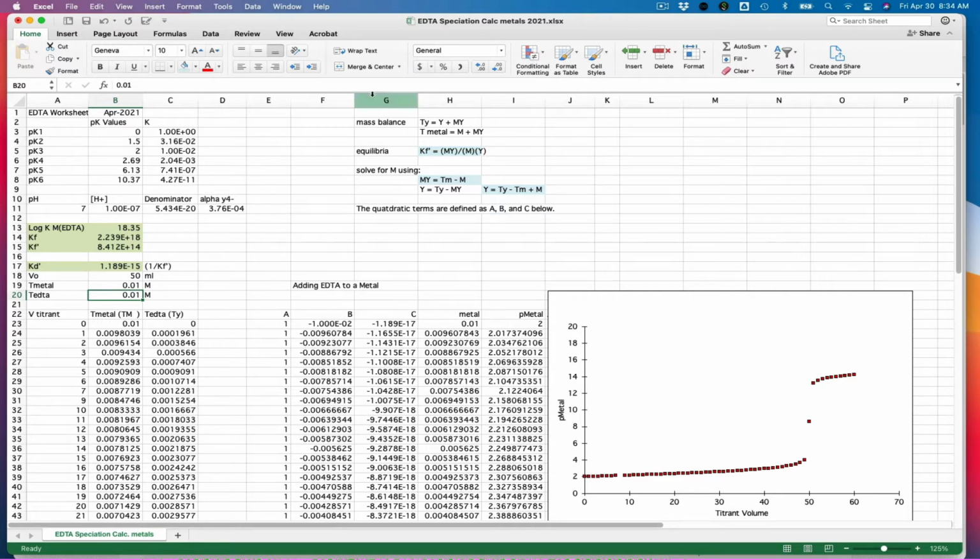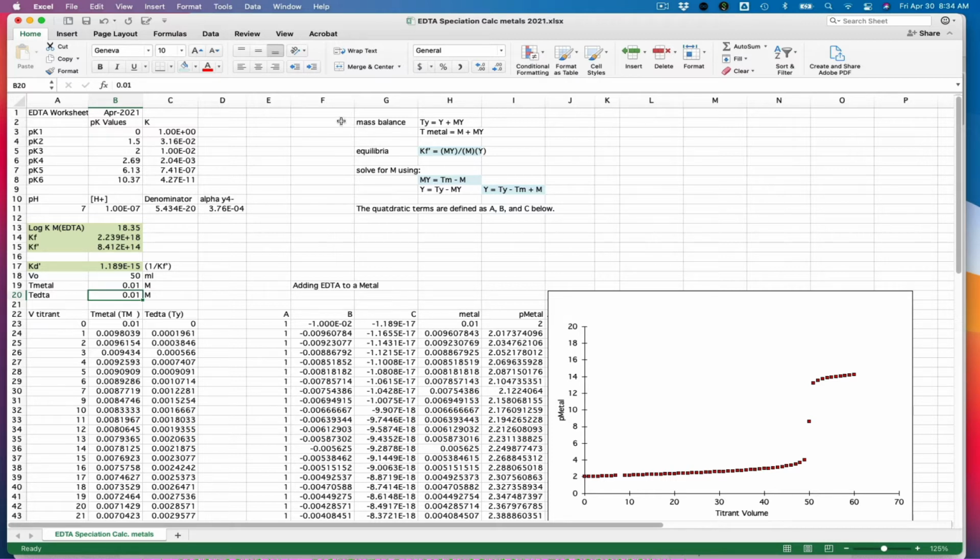Now a little bit into the theory. We're going to solve this problem analytically. So we're going to solve for the metal concentration. We could actually solve for any of the components of the system. We could solve for free EDTA, bound metal EDTA, or metal. I chose to solve for metal.